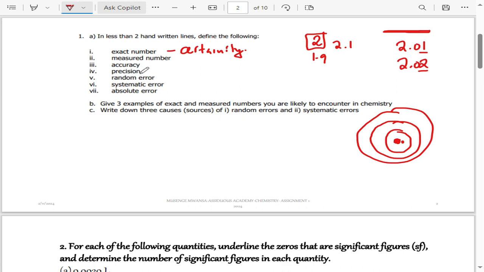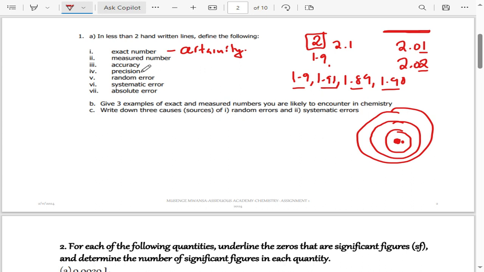Now, precision is how close repeated values are to each other. For example, I measure 1.9 at the beginning, and then next I measure 1.91, and then I measure, let's say, 1.89, and then I measure 1.90. You can see these values are very close to each other. So how close repeated values are to each other, that means that I am precise.